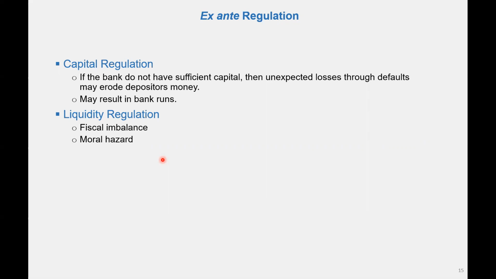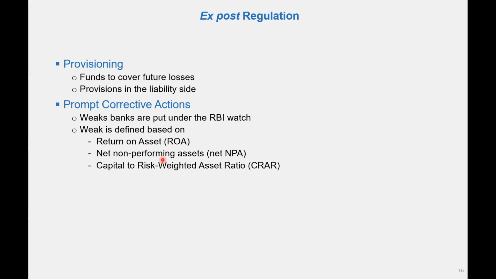So in that case, what should happen actually? Banks need to have enough liquidity with them so that they can meet this unexpected liquidity demand. Otherwise, it will lead to failure, which will lead to fiscal imbalance. So the government has to intervene and provide liquidity, and that may again lead to more problems.